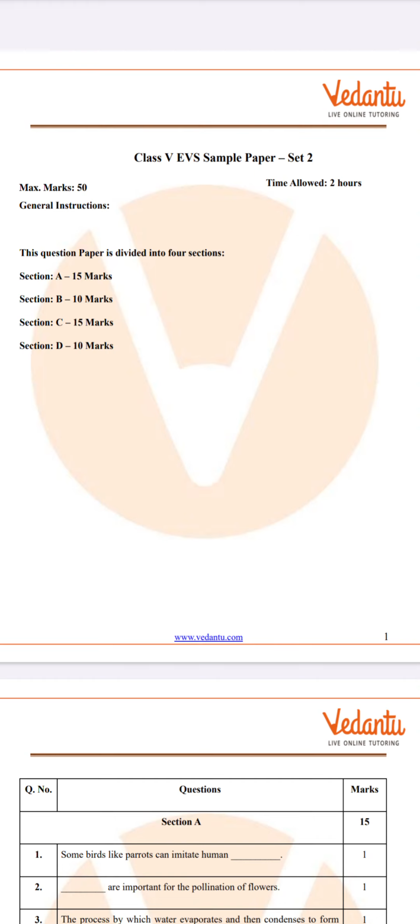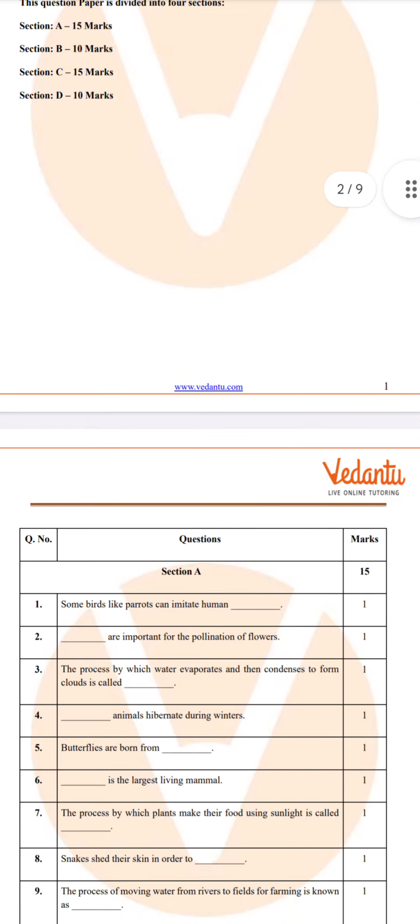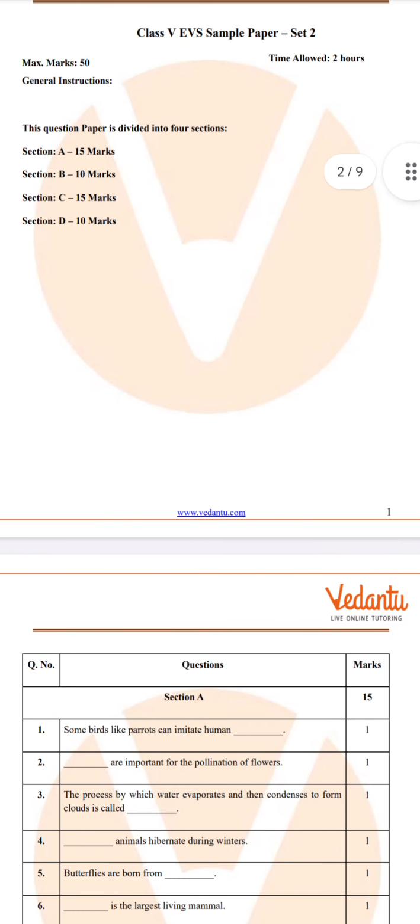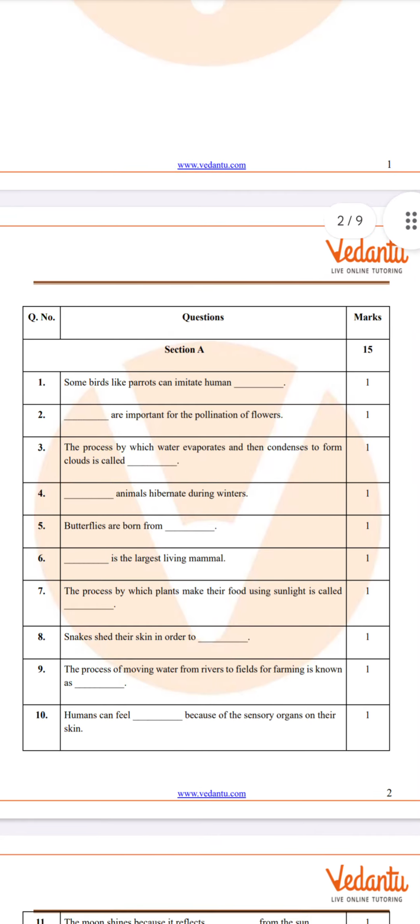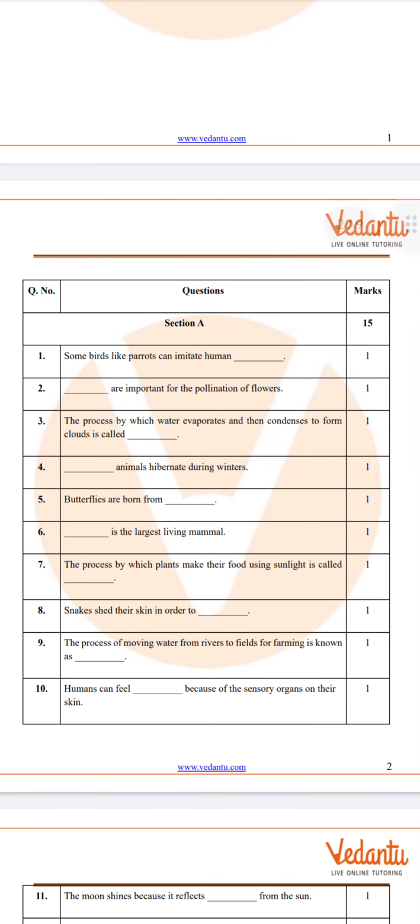So I'm reading the questions. All my students, listen carefully. As I said, section A is 15 marks, section B is 10 marks, section C is 15 marks, and section D is 10 marks. The total marks will be 50, and the time allowed will be 2 hours. So section A is filling the blanks.